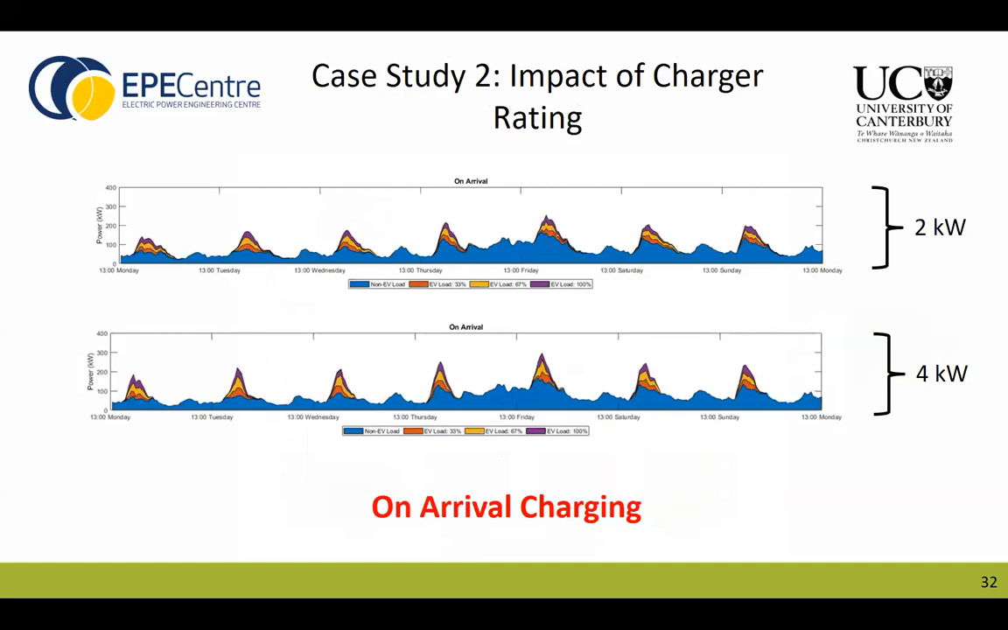So the top and bottom figures correspond to 2 kilowatt and 4 kilowatt chargers, with the on-arrival charging strategy and 100% of the electric vehicle fleet using chargers of the corresponding rating. So in the top case, all of our EVs are using the 2 kilowatt charger, and in the bottom one, all of our EVs are using the 4 kilowatt charger. It's less obvious to see here, but for those with a finer tuned eye, you can see that with the 4 kilowatt charger, the EV load profile is slightly shorter in duration and slightly higher in magnitude.